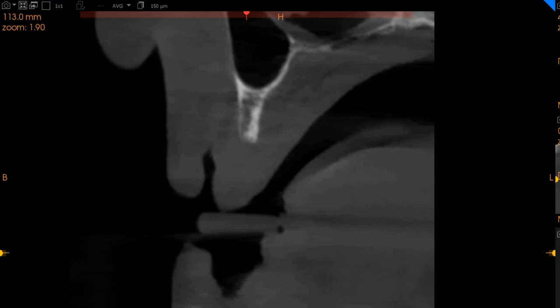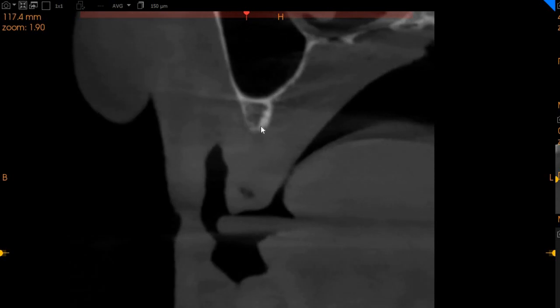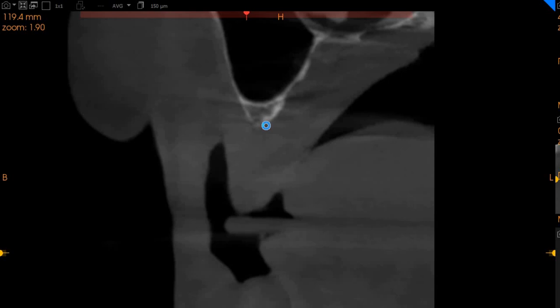Moving to the molar region, as you can see, the sinus has pneumatized. The ridge is 3.3 by 4 millimeters of length. Sinus lift procedure can definitely be attempted in this region. But the posteriors have absolutely no bone whatsoever, 2 millimeters of width with approximately 3 millimeters of height.